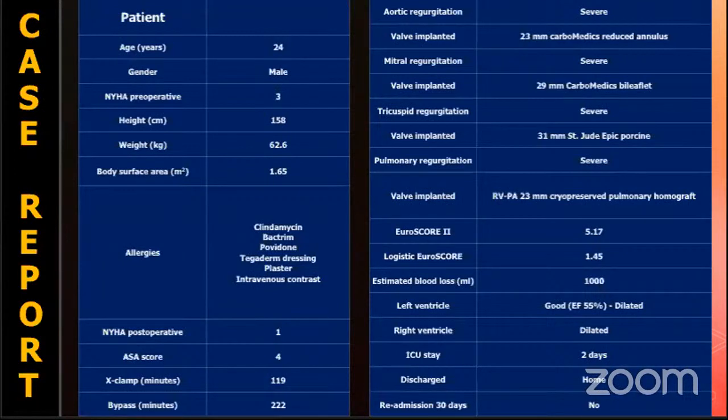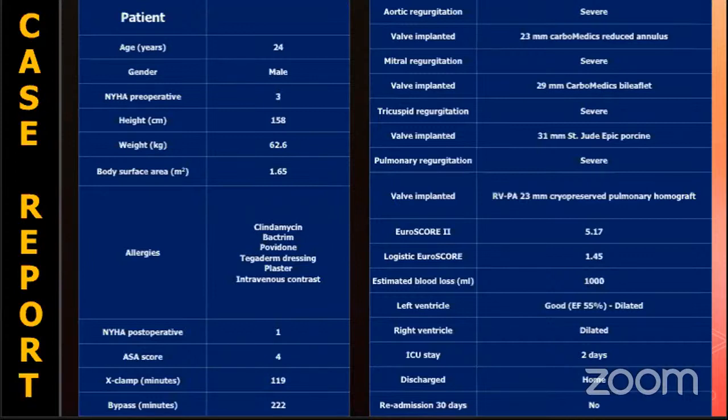I just want to have your input, Professor, in regards to quadruple valve cases. I reviewed the guidelines, and the guidelines stop at the level of triple valve, and their only recommendation is that repair is better than replacement, with no further elaboration. If we can have your opinion in this regard.